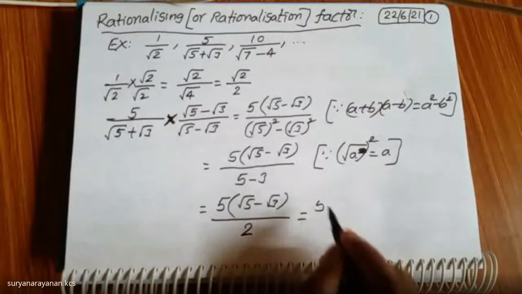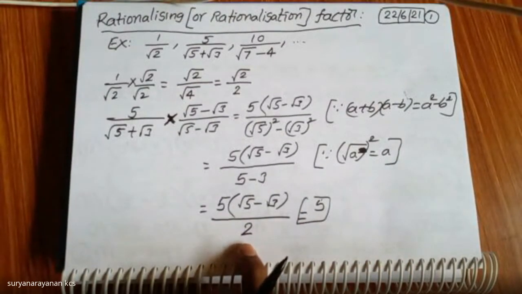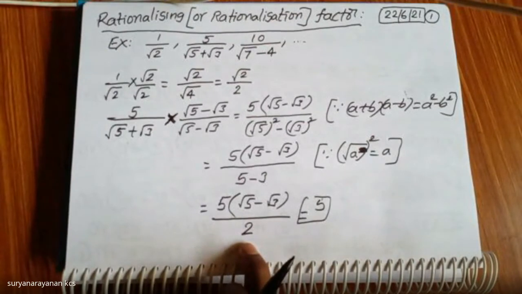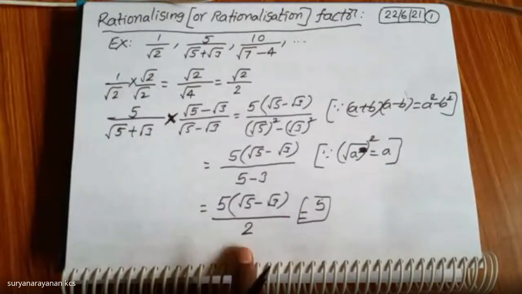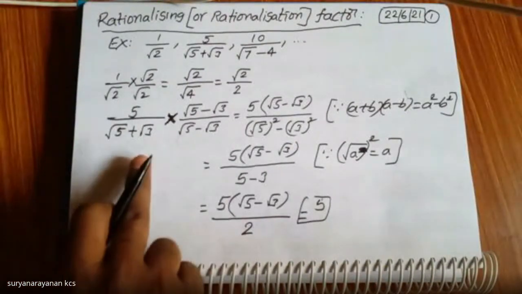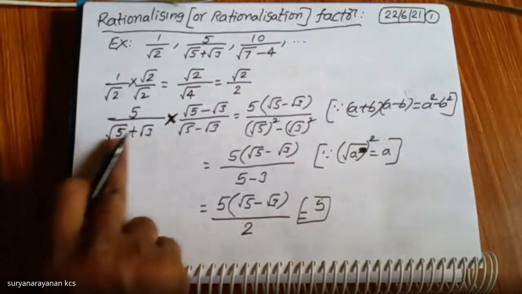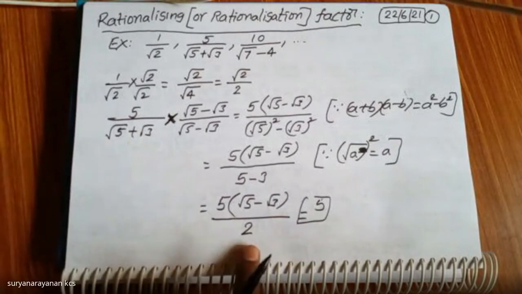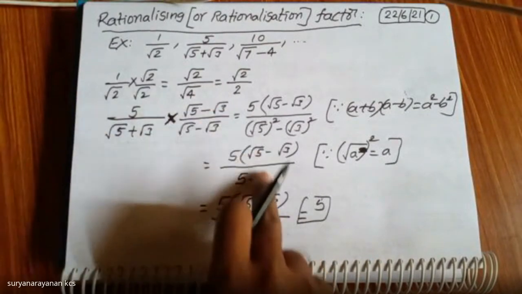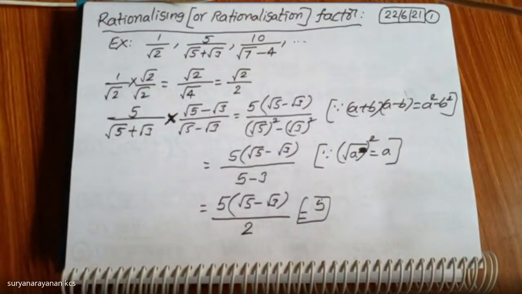So what did you get in the denominator? 2. Is it a rational number or an irrational number? Tell me. It is a rational number. So in the given fraction, there was an irrational number in the denominator. We made this denominator a rational number by following this process. This process is called rationalizing.